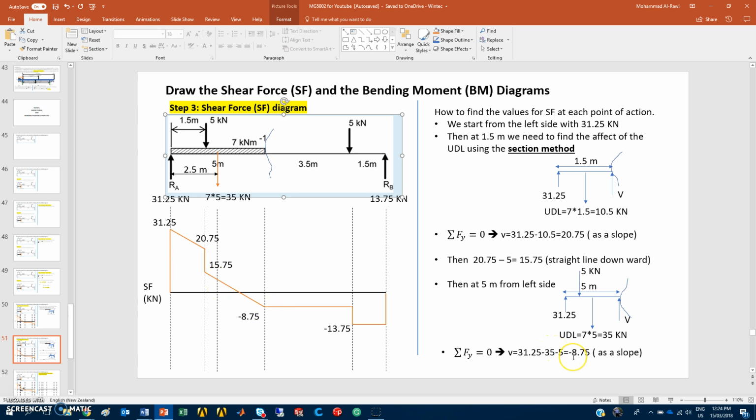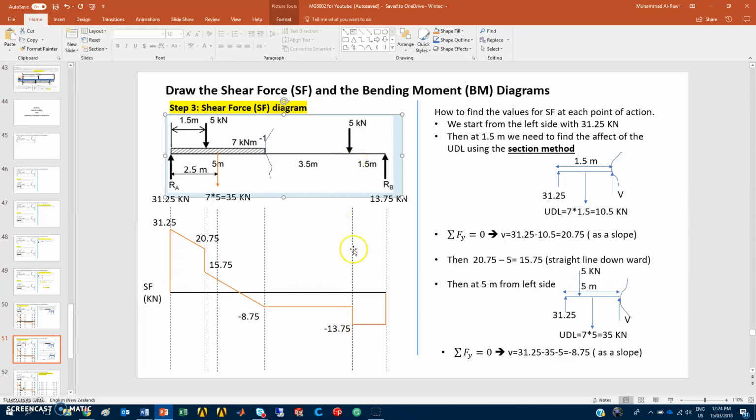The negative is indicating for me the direction of the slope. It's going downwards, so I'm in the negative position. Now, since we finished that side, the rest is straightforward. Since there are no forces from here till the 5 kilonewtons, I will go in a straight line.